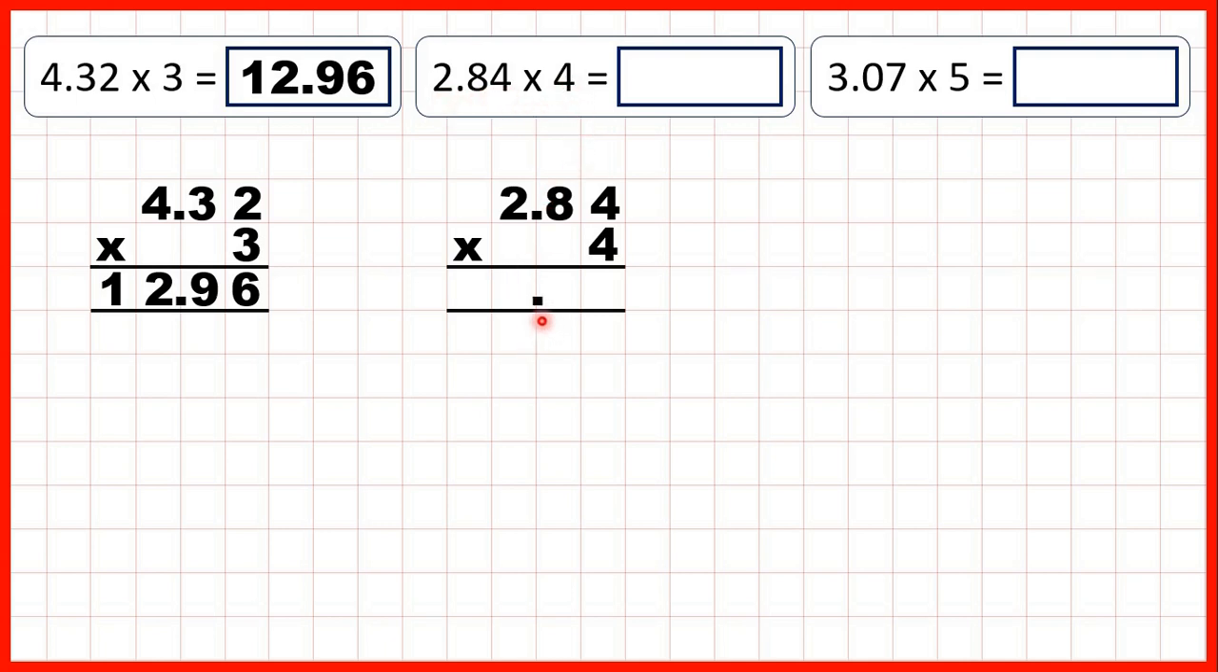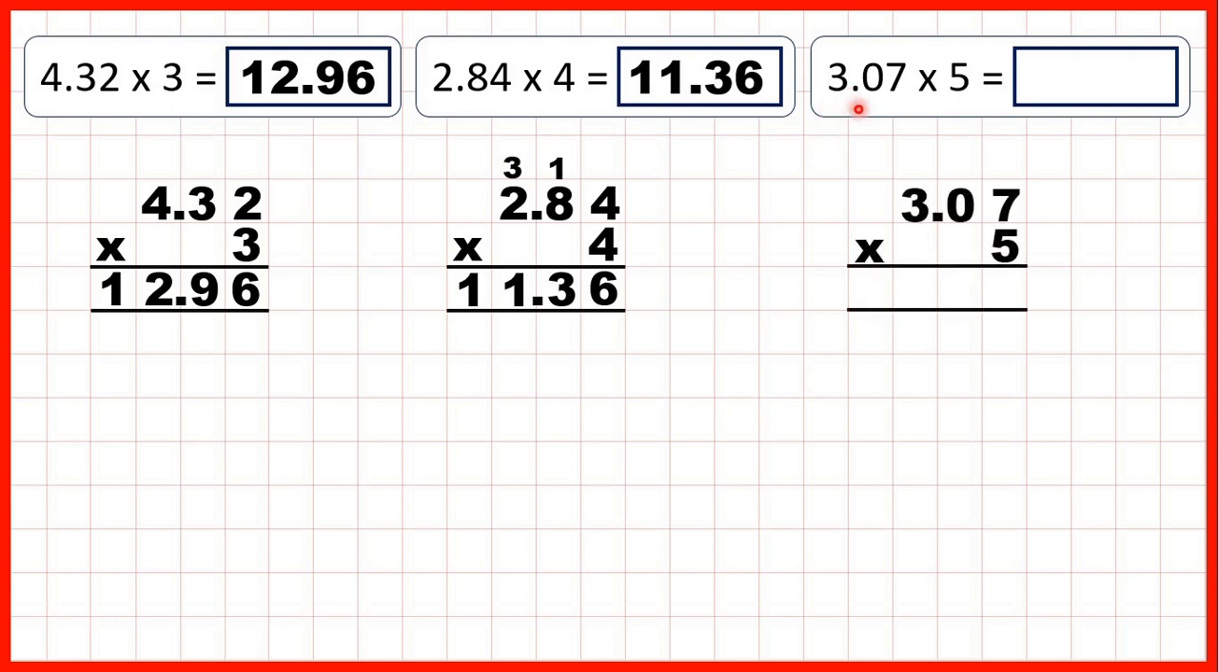Now 2.84 times 4. We copy down the decimal point, and now 4 times 4 is 16, so that's 6, with the first digit written above the next place value column along. 8 times 4 is 32, plus 1 is 33, so that's 3. And now 2 times 4 is 8. 8 plus 3 is 11, so our answer is 11.36.